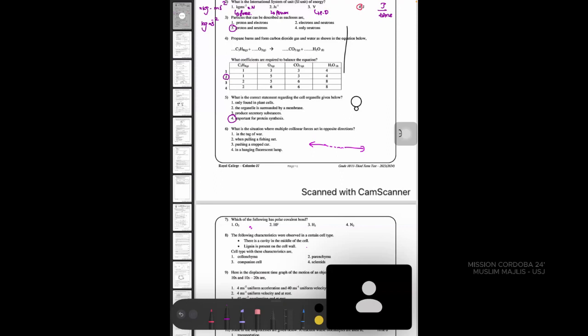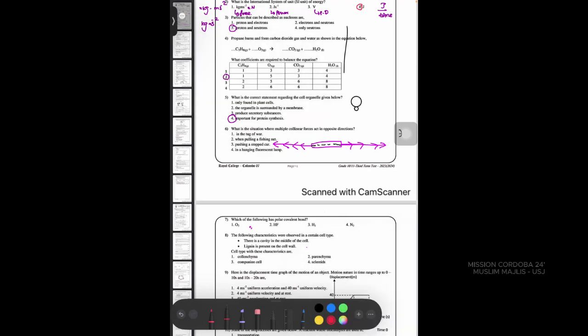The first one, tug of war. In a tug of war, many people will pull in this direction, and many people will pull in this direction also. Can you see all the forces have the same line of action? This is the line of action, and the forces are in opposite direction. So tug of war is correct, because we have multiple forces, in opposite directions, collinear, that means their line of action is the same.